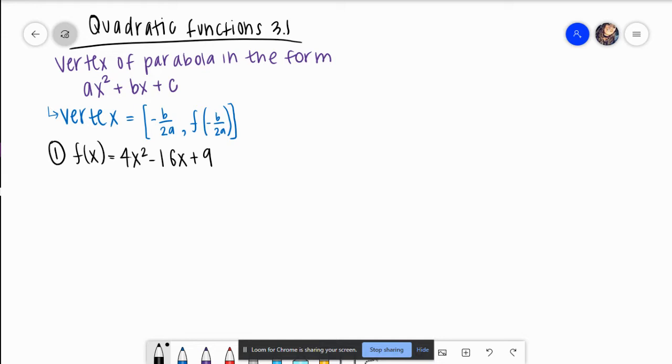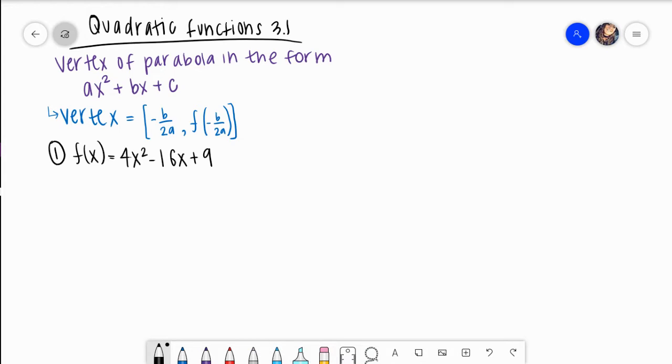So the vertex for this isn't just going to be h comma k like it was previously. What we do here for our x value, we need to do a negative b over 2a, and then for our y value, we actually plug the negative b over 2a into our function. So that's notated as f of negative b over 2a. Doing that is what will allow us to find our vertex if it is in the form of ax squared plus bx plus c.